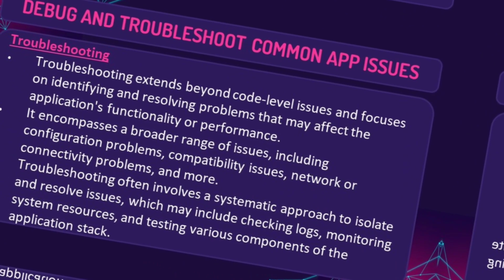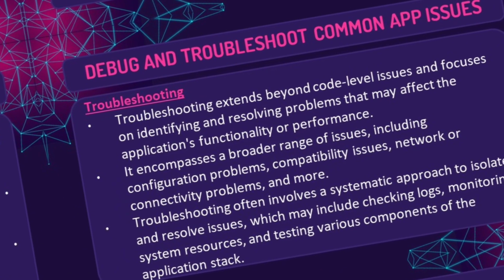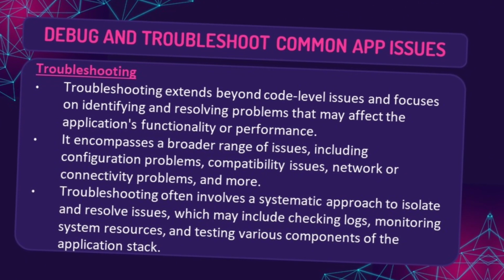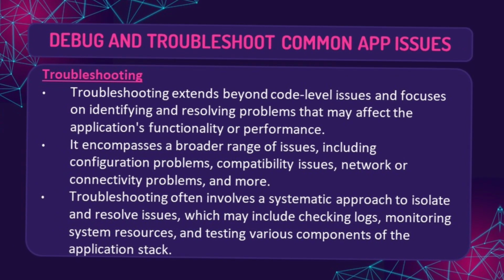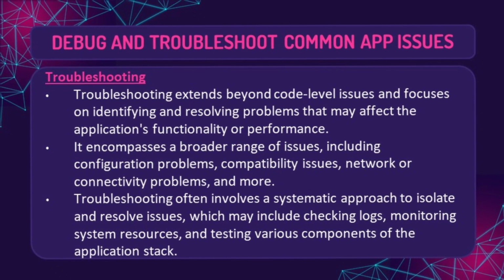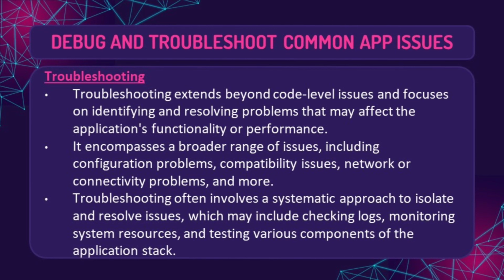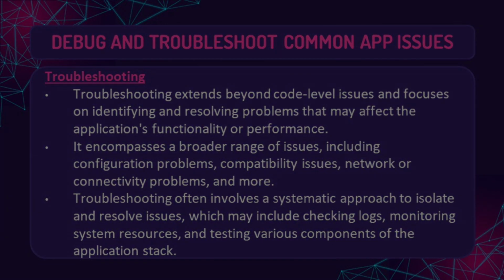Second, troubleshooting. Troubleshooting extends beyond code-level issues and focuses on identifying and resolving problems that may affect the application's functionality or performance. It encompasses a broader range of issues, including configuration problems, compatibility issues, network or connectivity problems, and more. Troubleshooting often involves a systematic approach to isolate and resolve issues, which may include checking logs, monitoring system resources, and testing various components of the application stack.